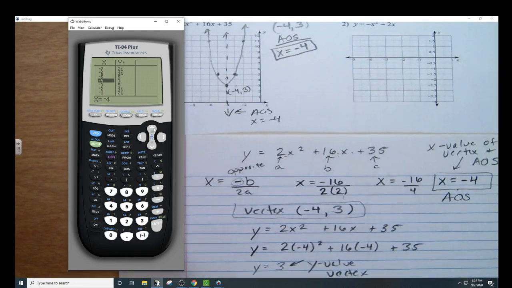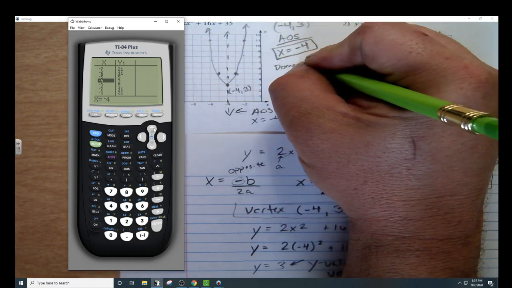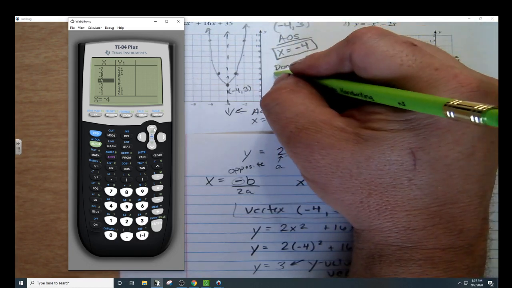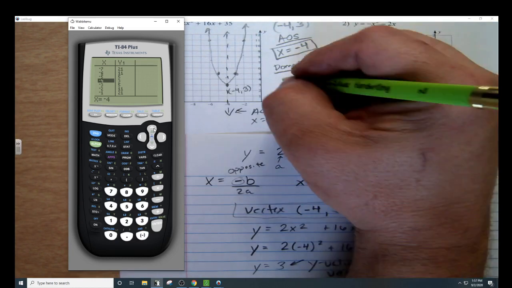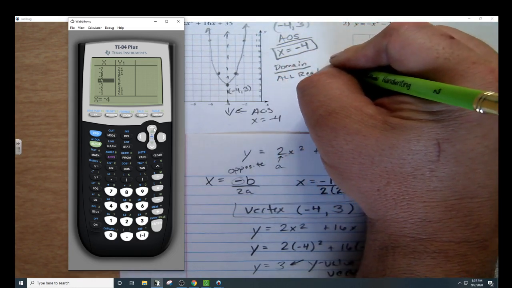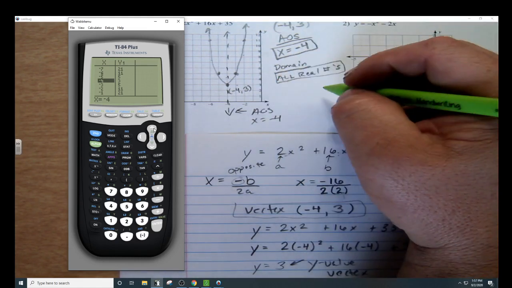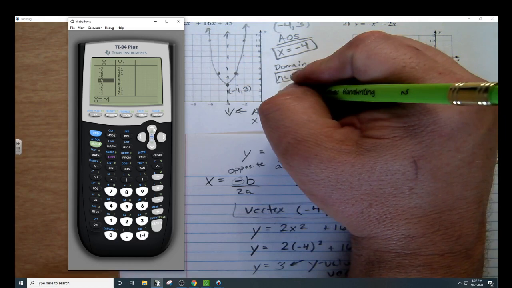Now, the next thing, domain. Guys, if you look back at the notes I did, domain is always all real numbers. If you don't understand why, look back in the video, where I explain it in detail. But the domain is always all real numbers.